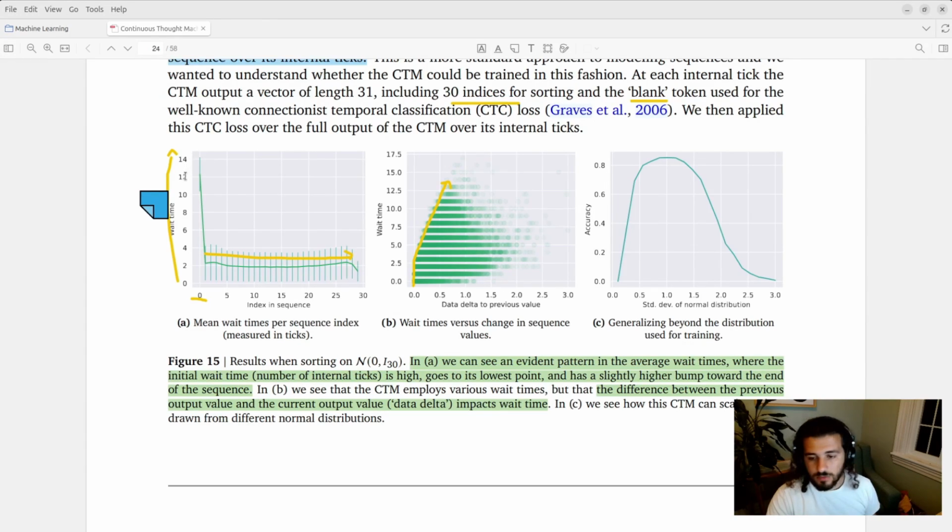So you kind of need to look at the whole thing before making a decision for the first index. Here we're seeing the wait time versus the change in sequence value, and they say that the CTM employed various wait times, but that the difference between the previous output value and the current output value, so the delta, impacts the wait time the most.